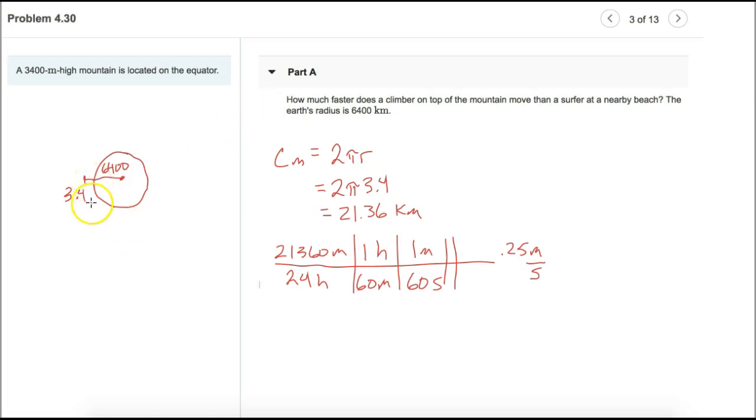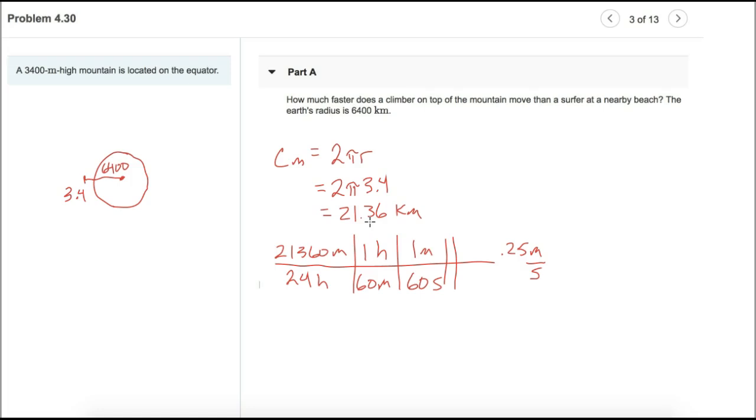If we do that, we can find out how much faster this point is going than the point on the surface, because that's the difference between the two. And that's exactly what they want us to find: how much faster does a climber on top of the mountain move than a surfer at a nearby beach? So what I did is I said there's 2 pi times that 3.4, and that is not really a radius, but that is the difference between this entire thing and just the mountain height itself. And you get about 21.36 kilometers.